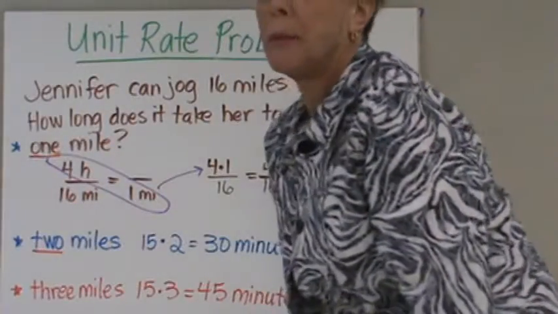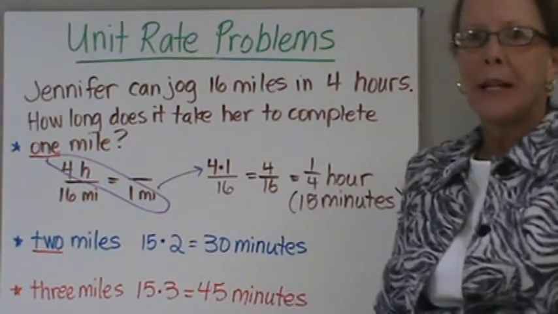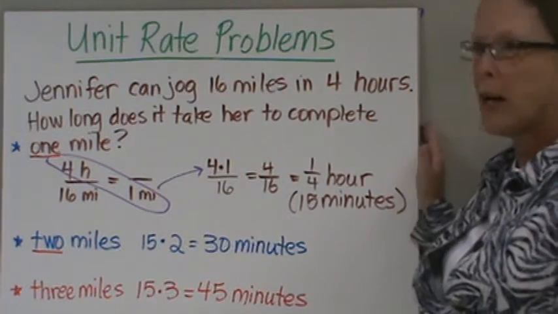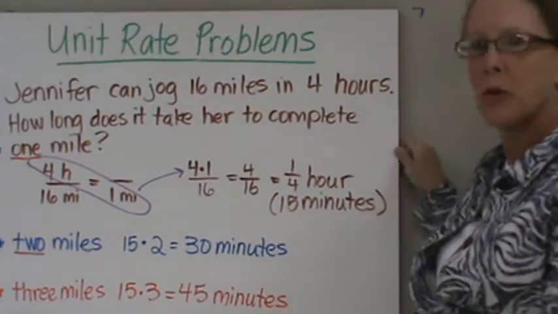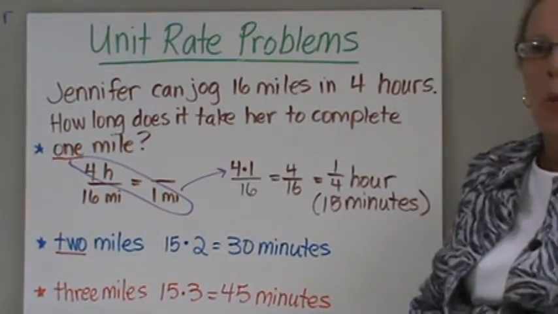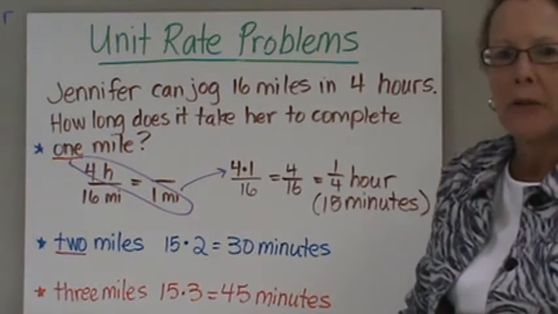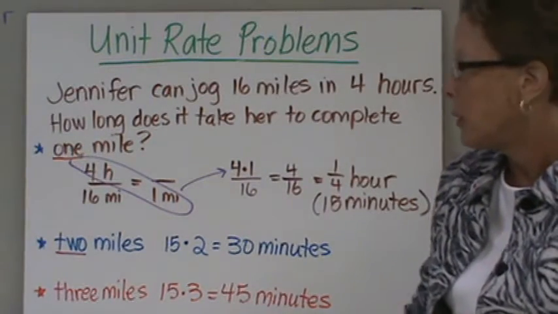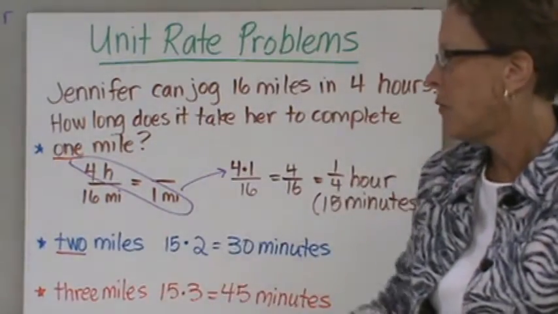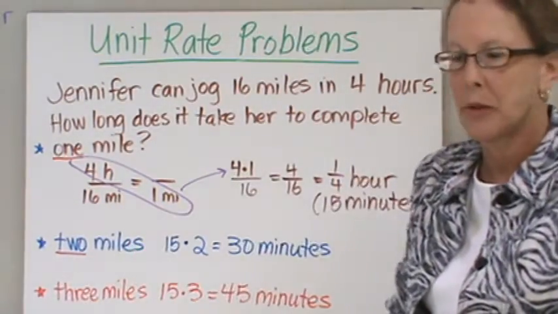Okay, here's a problem. Ready? Jennifer can jog 16 miles in 4 hours. How long does it take her to complete 1 mile? Okay, the first thing we have to do is set up a ratio. 4 hours to 16 miles.